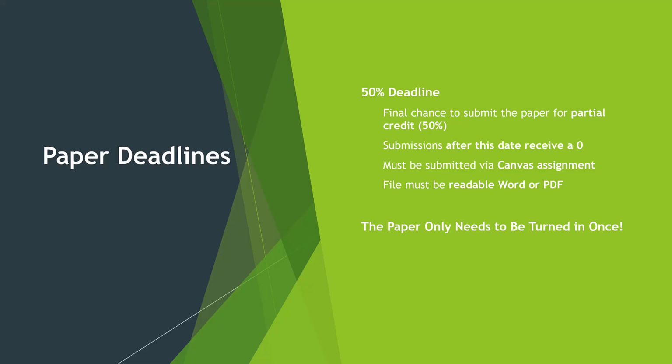As always, it goes into Canvas through an assignment as a readable file, Word or PDF. Now, when turning in your paper, obviously you've got to use a format I can read. So stick with Word or PDF. If you're using a Mac, using their word processor or some unusual word processor, save it as PDF or Word if it can, because that way I can read it. You only have to turn the paper in once, even though there are three deadlines provided. There's only one paper grade.